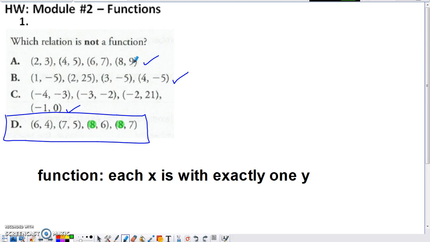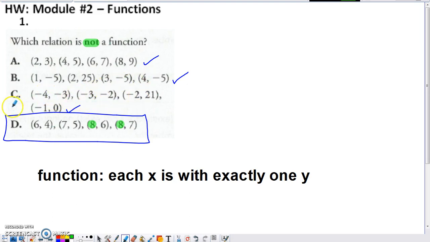Now you do have to slow yourself down and realize you're looking for the one that's not, right? So often we're trying to figure out whether it is a function. We see that A is a function. We might accidentally make that our answer, but we're looking for the one that's not. B is a function as well. 1, 2, 3, 4. 4 different x's. None of the x's are matched with more than one y. C is good to go.